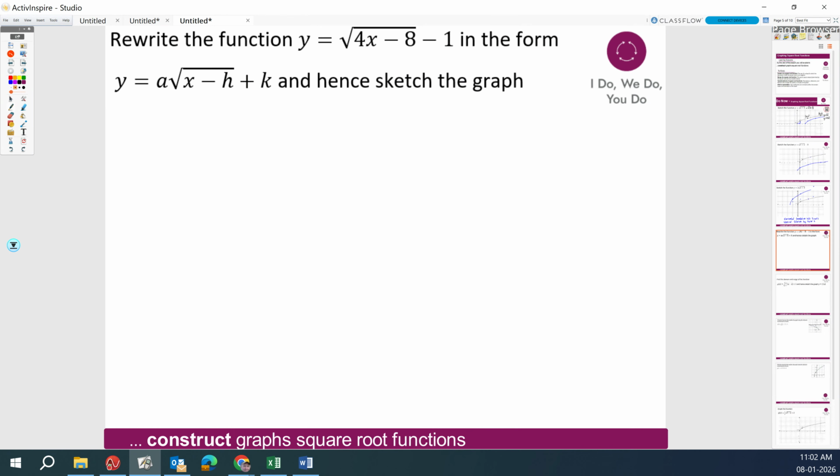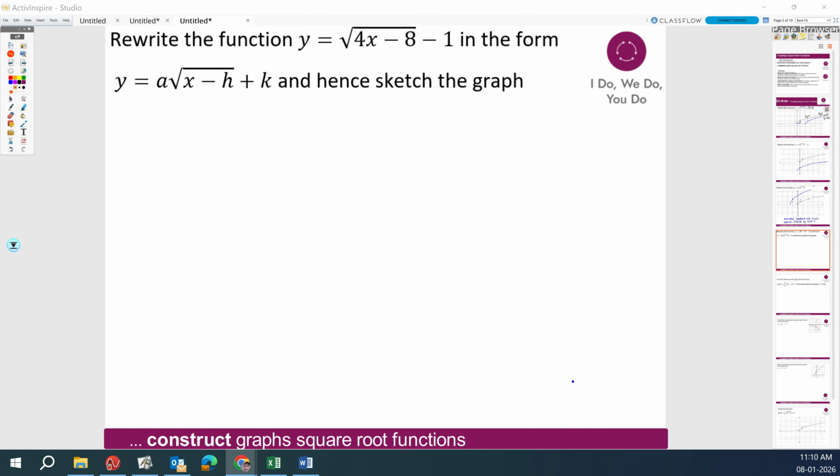Okay, have a go at this question. I want you to take the function there and rewrite it in the form given, and then make a sketch. First find the vertex.